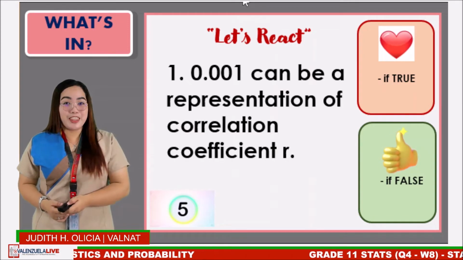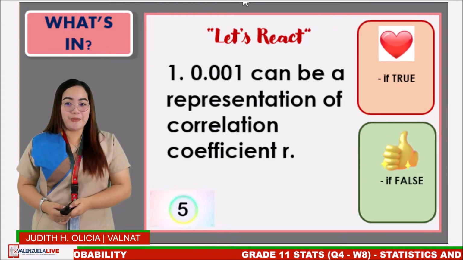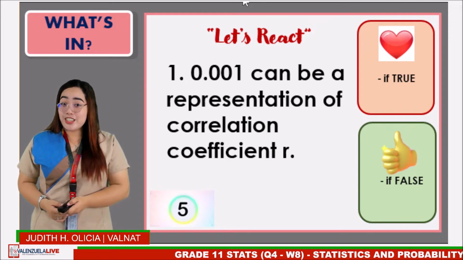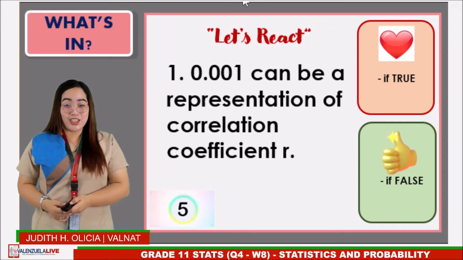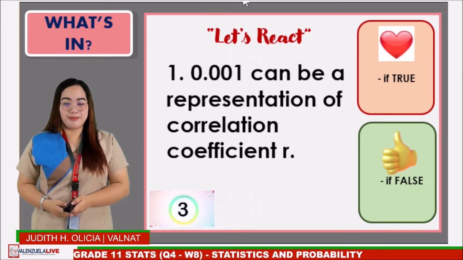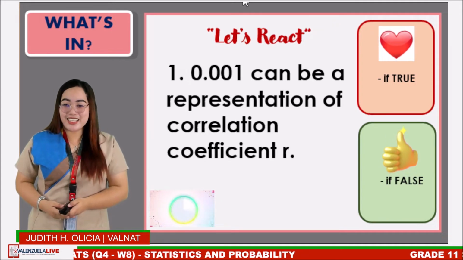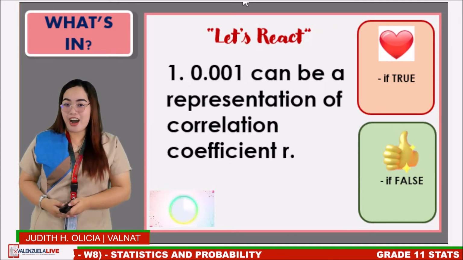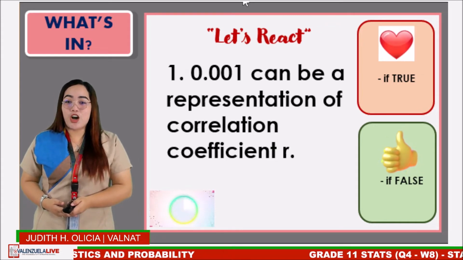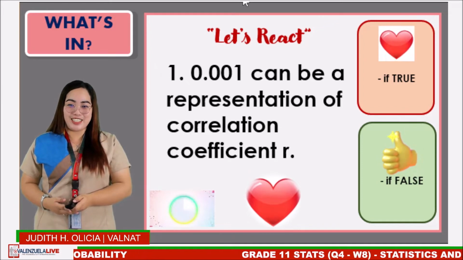For statement number 1, 0.001 can be a representation of correlation coefficient R. Is it true or false? Your timer starts now. Yes, the answer is heart. It is true. Remember that correlation coefficient ranges from -1 to +1.